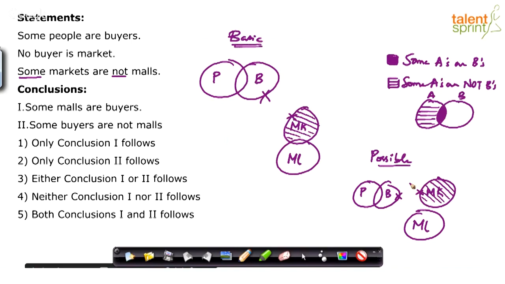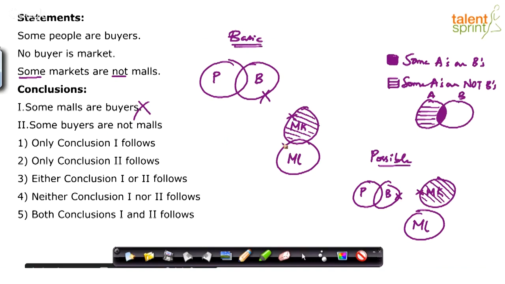Okay, now look at the conclusions. The first conclusion, some malls are buyers. Always refer to the basic diagram first. Some malls are buyers. In the basic diagram itself, you find that malls and buyers do not overlap. And you very well know that if a conclusion does not follow the basic diagram, it is wrong. So I can say conclusion number 1 is wrong. Some malls are not buyers. These malls are not buyers.